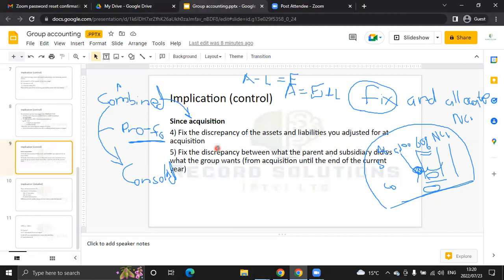So today I just wanted to show you the story of group statements, and then I'll go into detail next session.